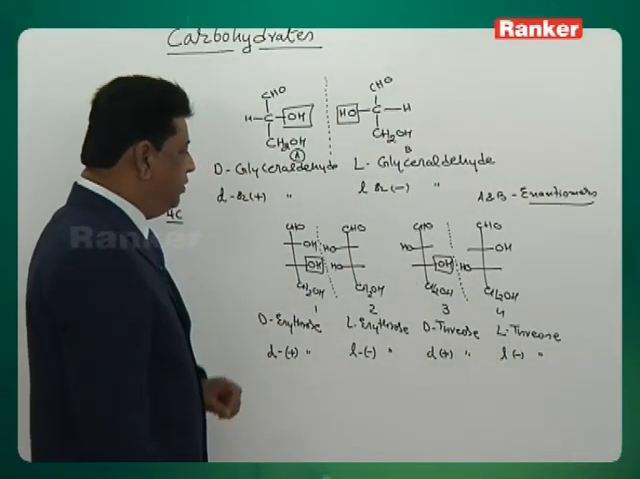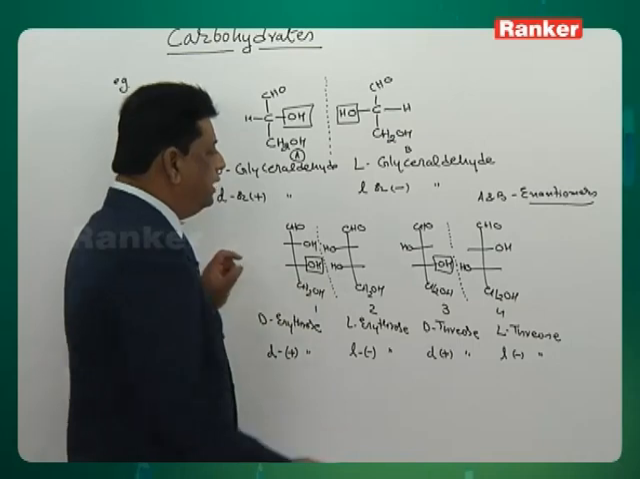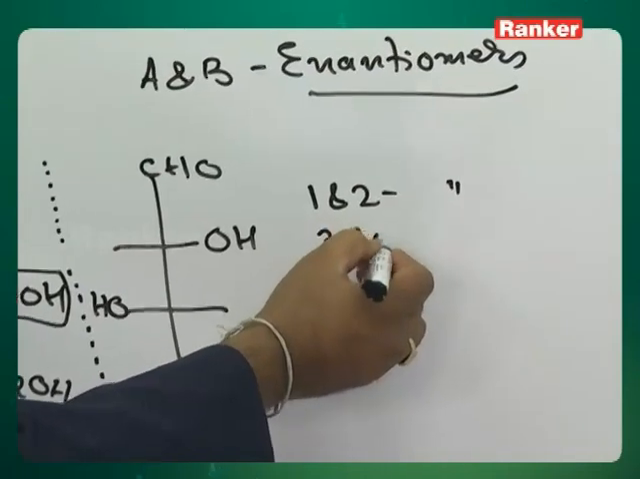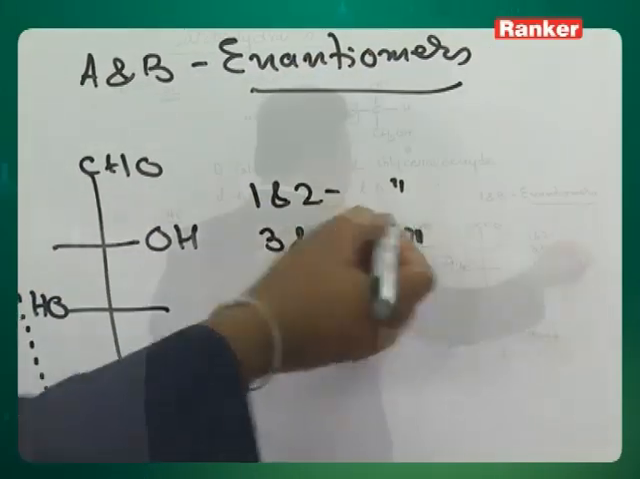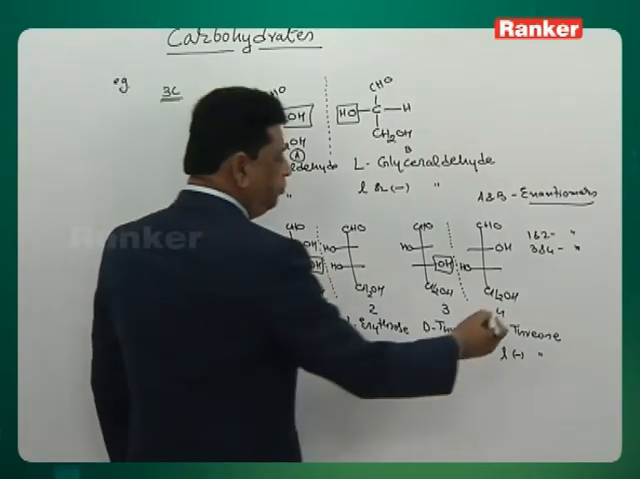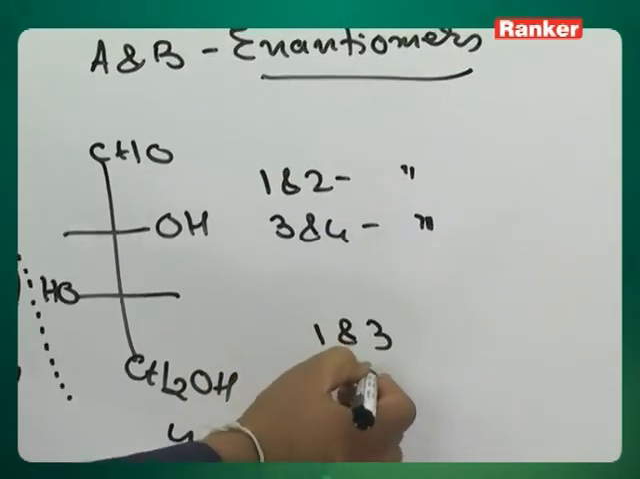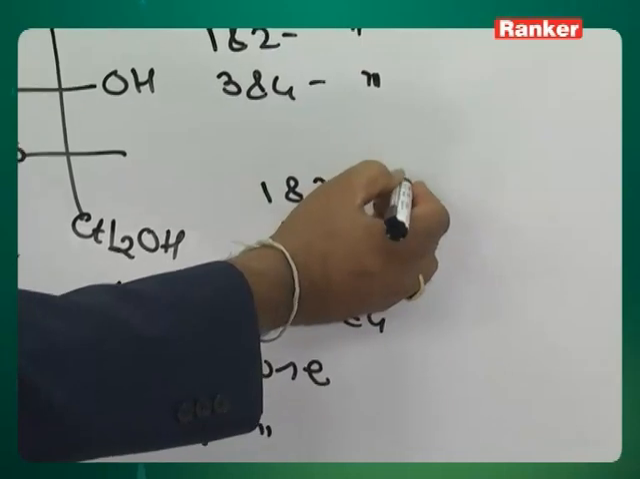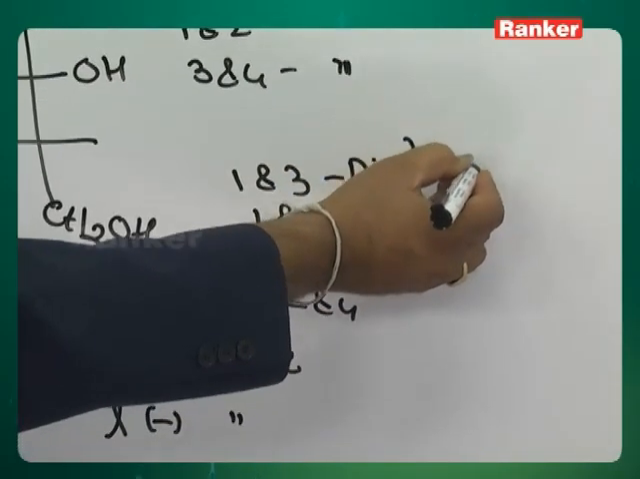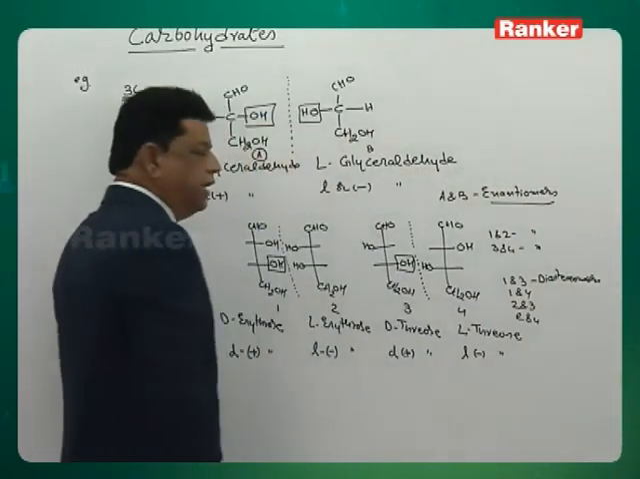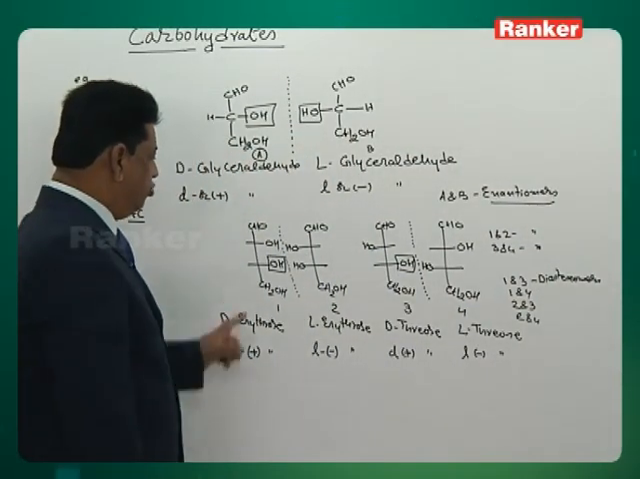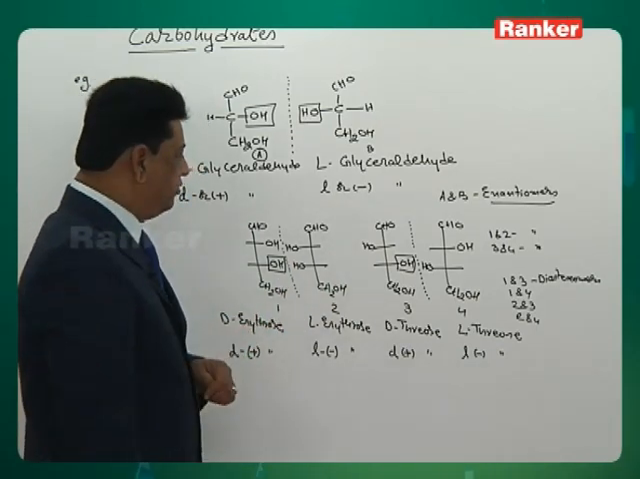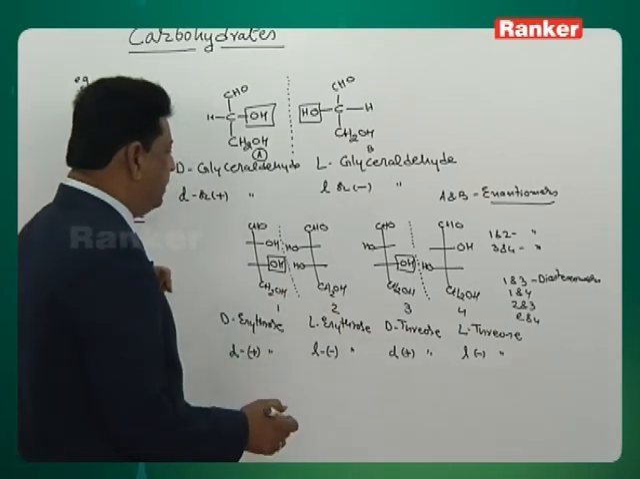Now, the interrelationship: 1 and 2 are a set of enantiomers. 3 and 4 are also a set of enantiomers. But 1 and 3, 1 and 4, 2 and 3, 2 and 4 are called diastereomers. Diastereomers are not enantiomers; they are stereoisomers, however, but not enantiomers. You can call them non-enantiomeric stereoisomers, but diastereomers can also be viewed like this.